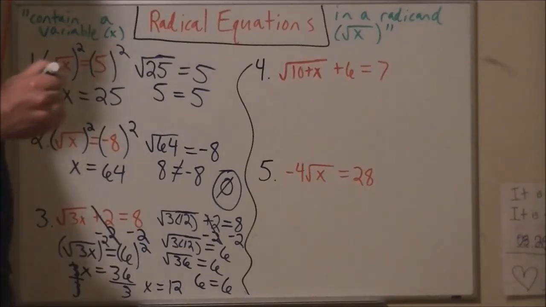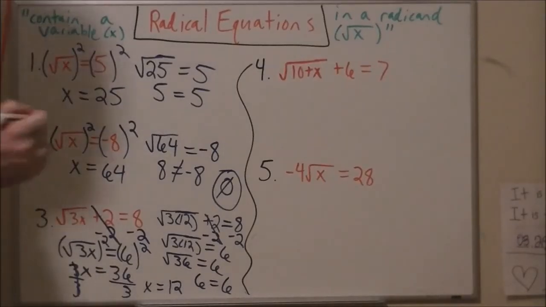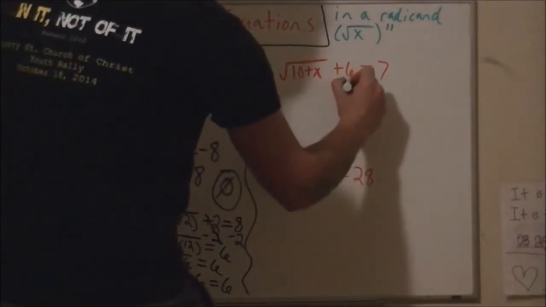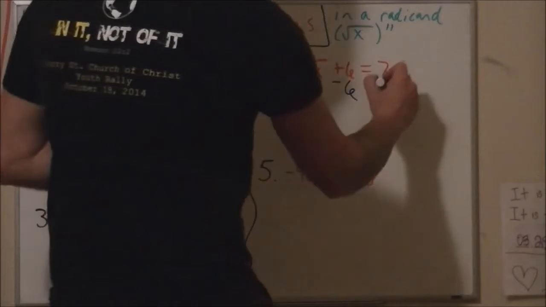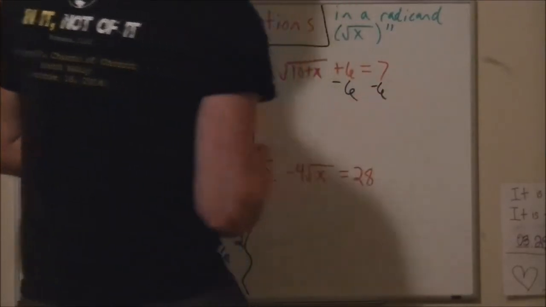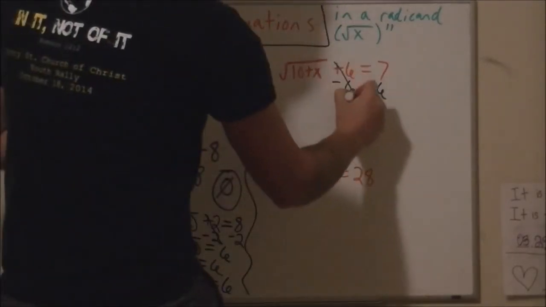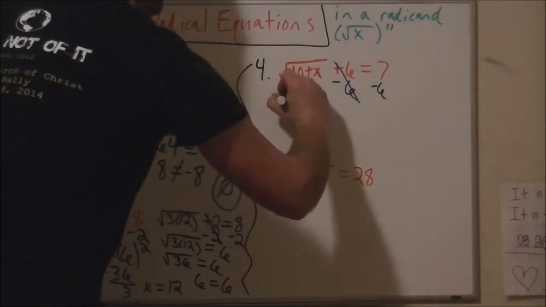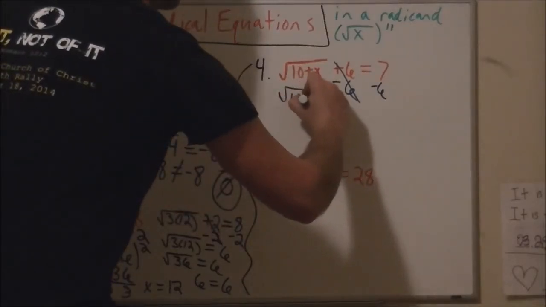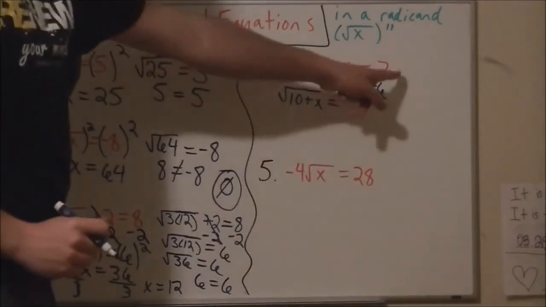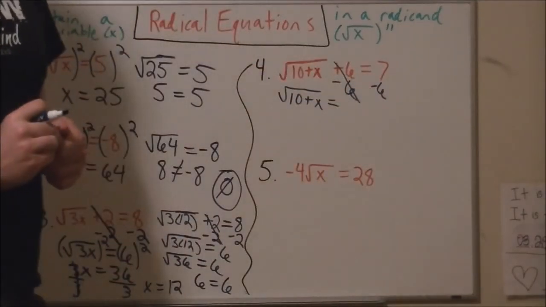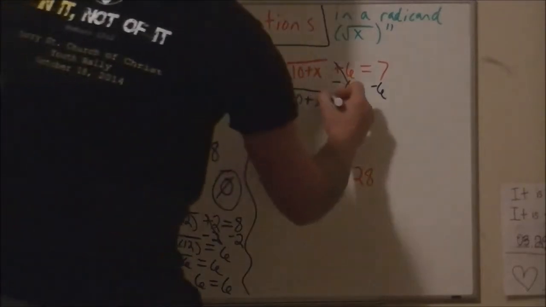And so the way I get rid of a plus 6 is to minus or subtract 6. And what I do to one side, I have to do to the other. I'm going to subtract 6 from both sides, which gets rid of it over here, and I still have the square root of 10 plus x equals, what is 7 minus 6? 7 minus 6 is 1.